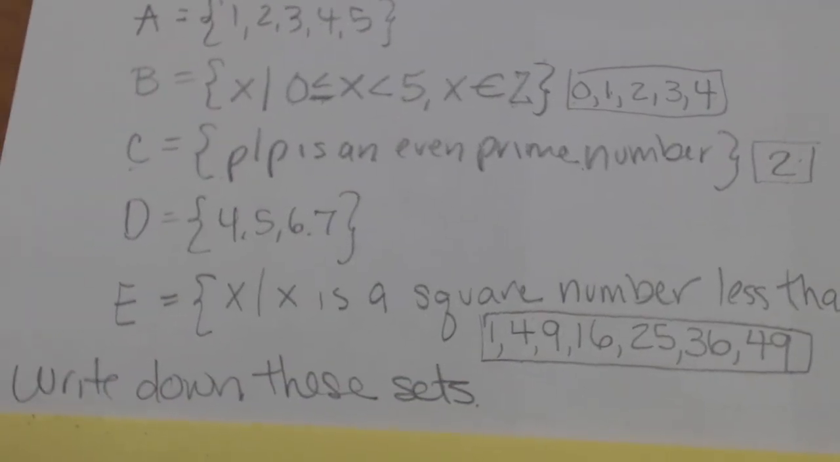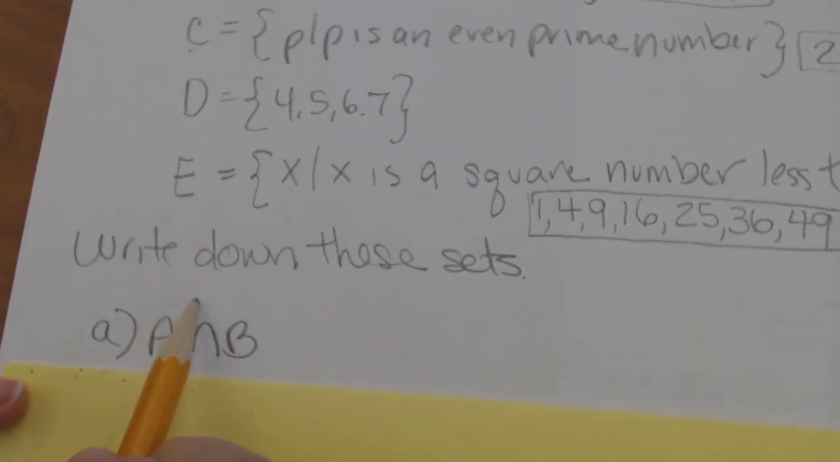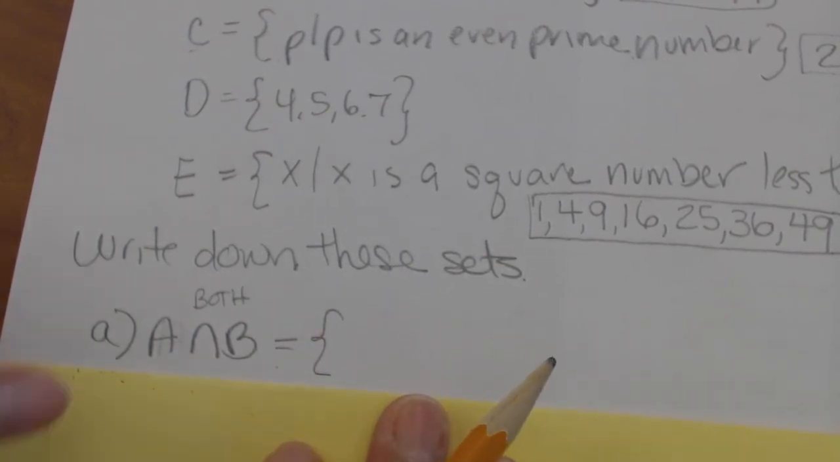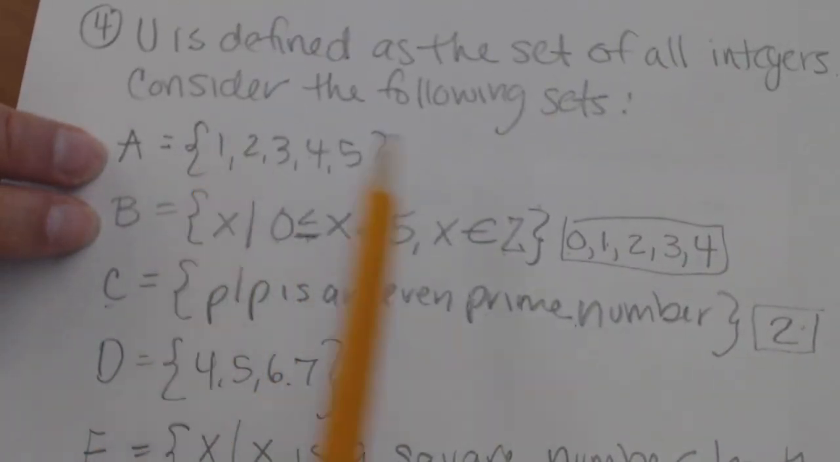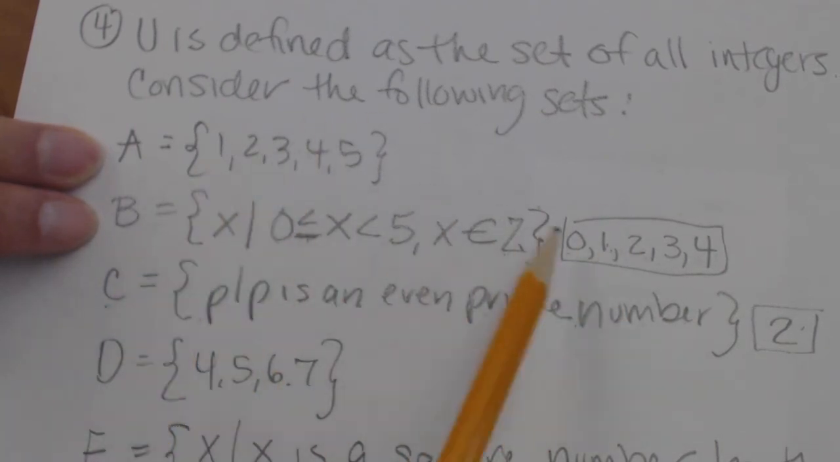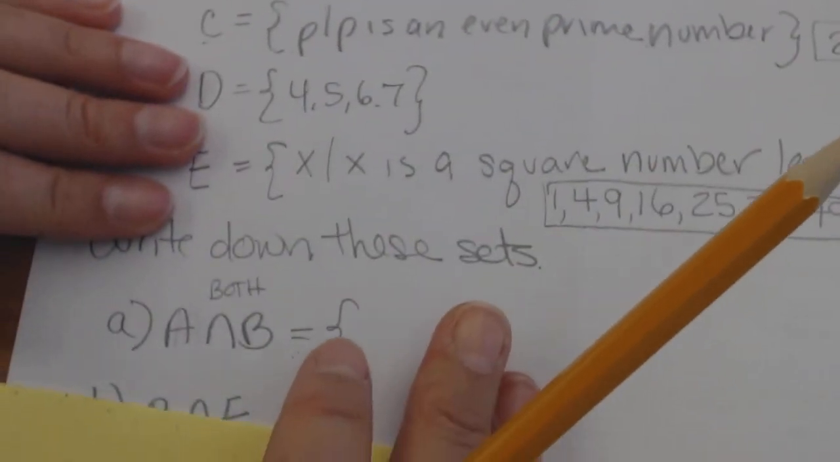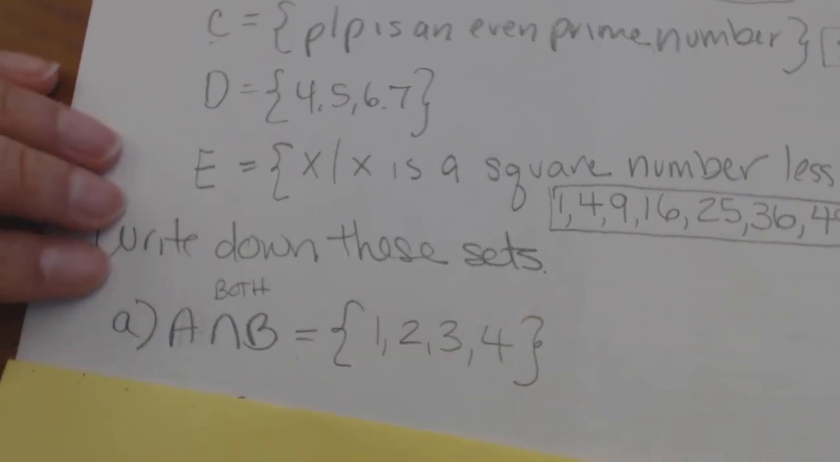So let's see what they want us to do with all of these sets. It says write down these sets. Okay, the first one is A and B. So remember, this is "and," so this means both. So it has to be in both A and B. So let's see what we get. So I'm going to set up my equals with my parentheses. So we're looking at A and B, these two right here. Remember, we don't have to worry about this now that I laid them out. So A and B have 1, 2, 3, and 4 in common. This one doesn't have a 5, and this one doesn't have a 0. So what I'm going to write down for A and B is 1, 2, 3, 4, and that's it.